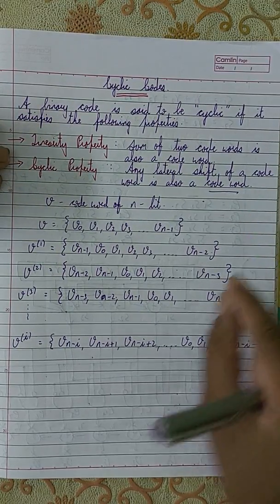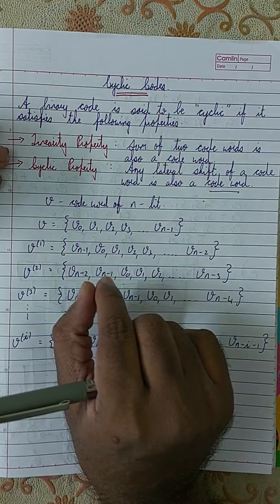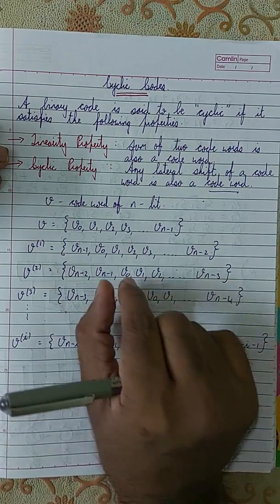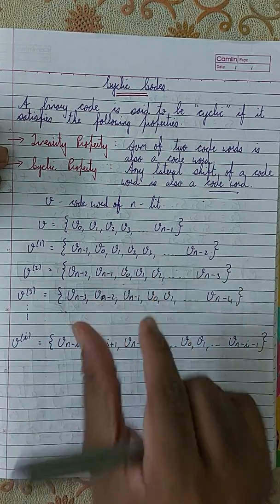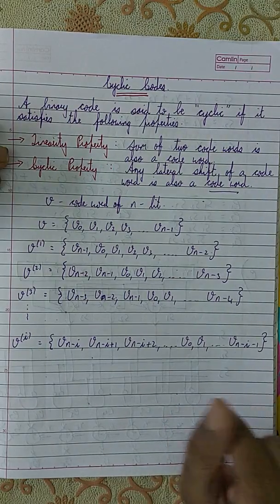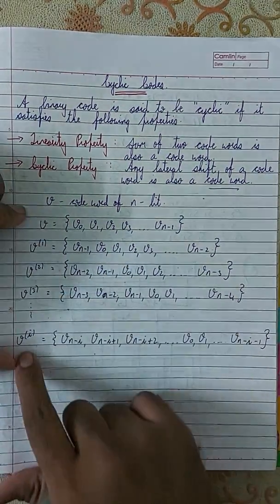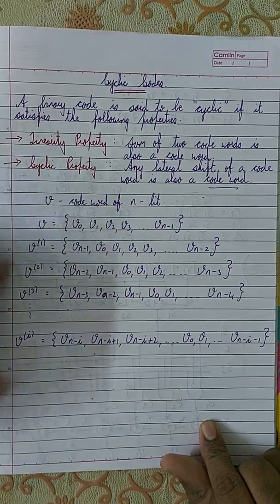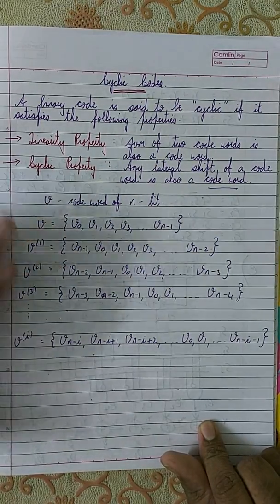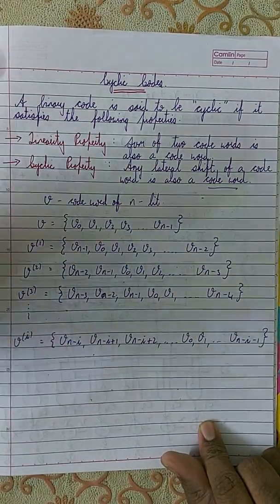That is, if we cyclically shift one bit to the right, then that becomes a new code word. So like that, we can get a set of valid code words. That's all. This is very simple. This is the meaning of the word cyclic codes.